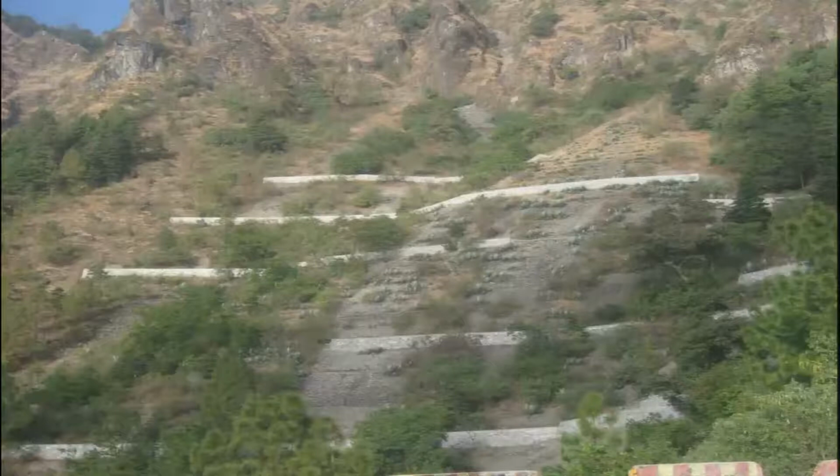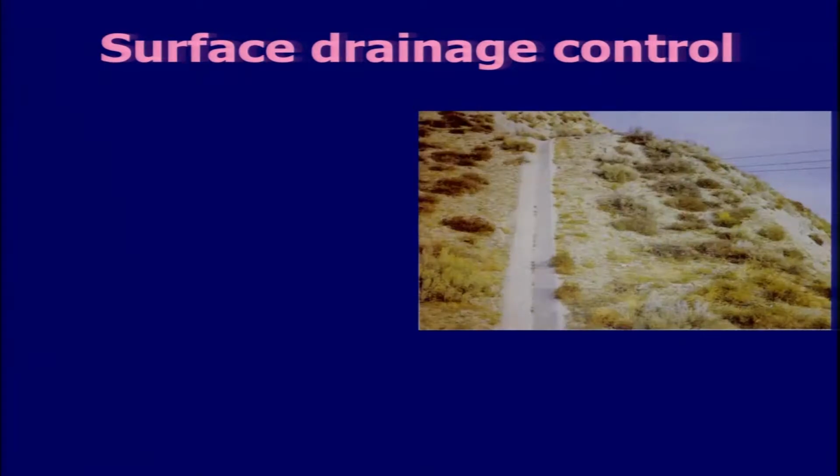and of course, at the same time, some portion has also been covered, putting concrete or they have done reinforcement. Surface drainage control: you can construct small water pathways to drain out the water as fast as possible.